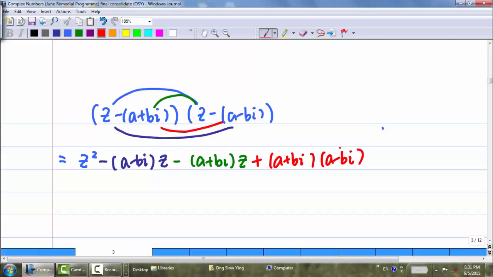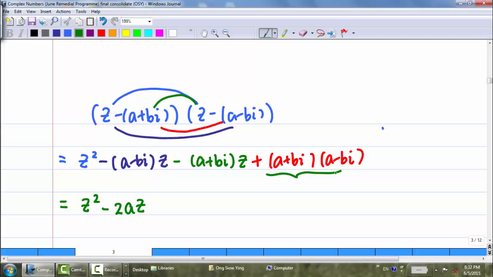If you simplify, and you don't make any mistakes in between, you should be able to end up after you simplify everything. You notice that the minus bi z and plus bi z will cancel out. You will end up with z squared minus 2az. Now, how about this?